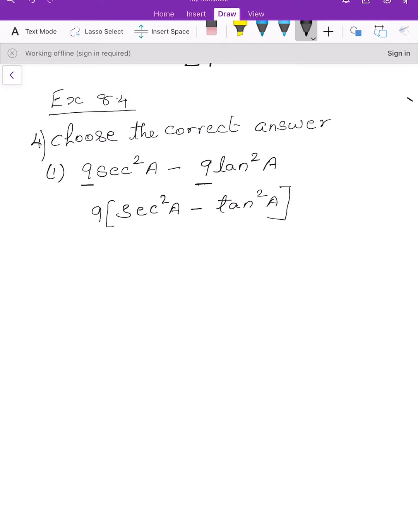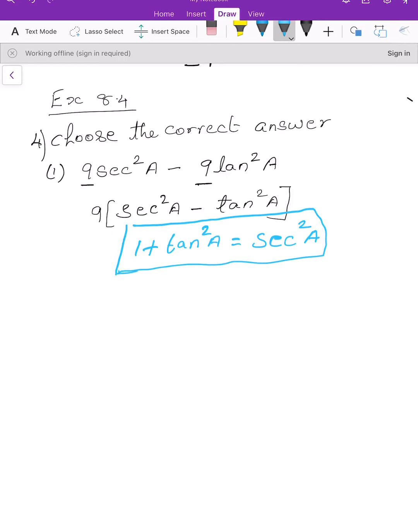The identity relating secant square A and tan square A is 1 plus tan square A is equal to secant square A. This is the identity that relates secant and tan, so I am using this identity. From this, I will take the tan to the other side: 1 equals secant square A minus tan square A.